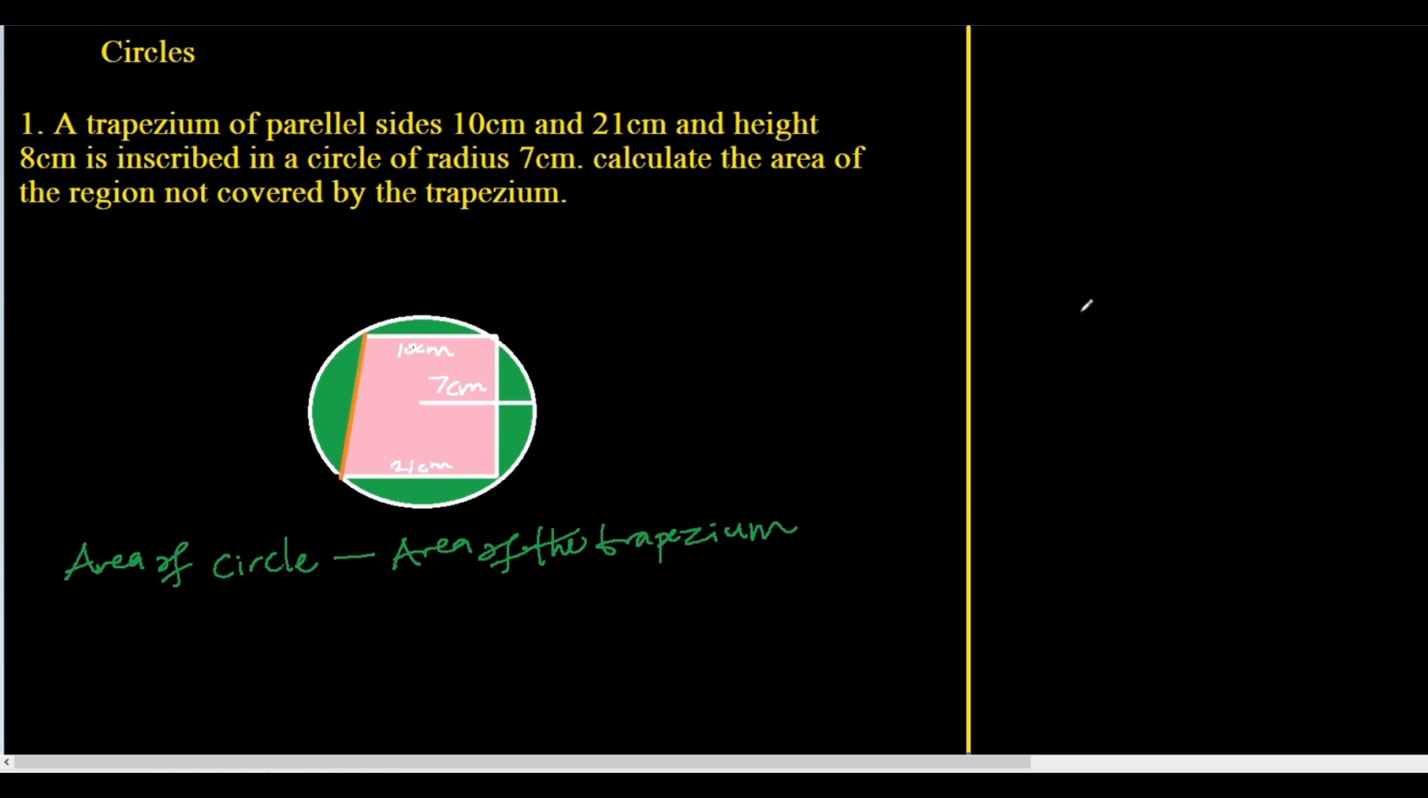So we have this question that says the area of a trapezium of parallel sides 10 cm and 21 cm and height 8 cm is inscribed in a circle of radius 7 cm. So calculate the area of the region not covered by the trapezium.